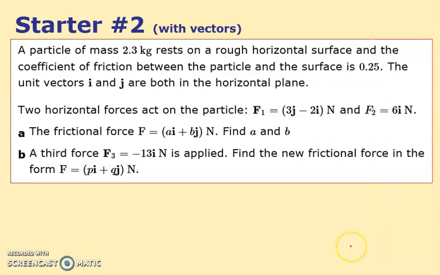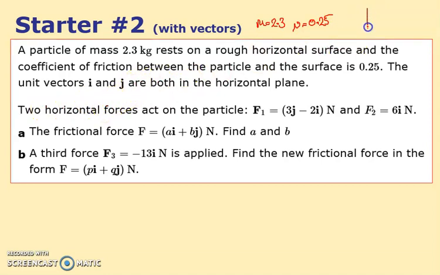A particle of mass 2.3 kilograms rests on a rough horizontal surface. I'm just reading this here. There's a couple of things I want to say. M is 2.3. We can write that straight away. And we also get told that the coefficient of friction is 0.25. The unit vectors i and j are in a horizontal plane.